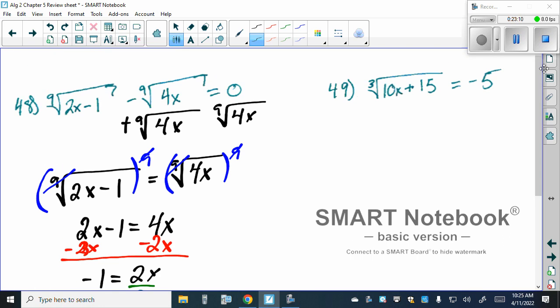Questions on 49? No. And again, this works because I can take the odd root of a negative and get negative 5, because the cube root of negative 125 is negative 5. So we can do that. I can't take the square root of negative 25 and get negative 5. It just doesn't work.